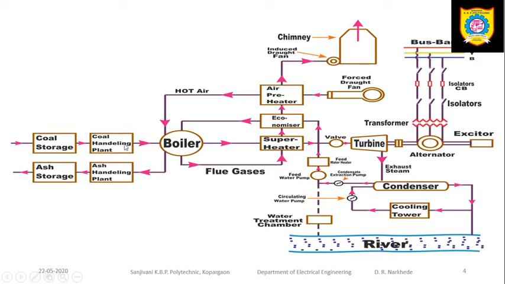Then, using conveyor belts, we transport that coal from the coal handling plant to the boiler section. In the boiler, we burn that coal. For combustion, we require air. So the forced draft fan will force the air into the boiler, so that proper combustion takes place in the boiler.